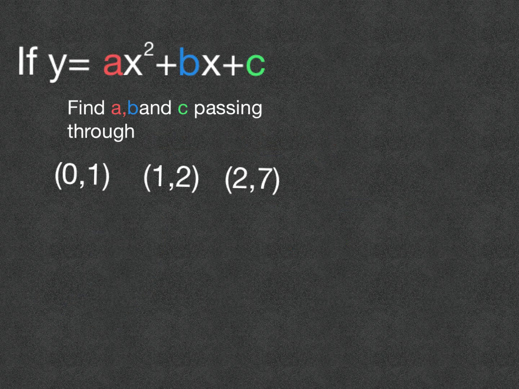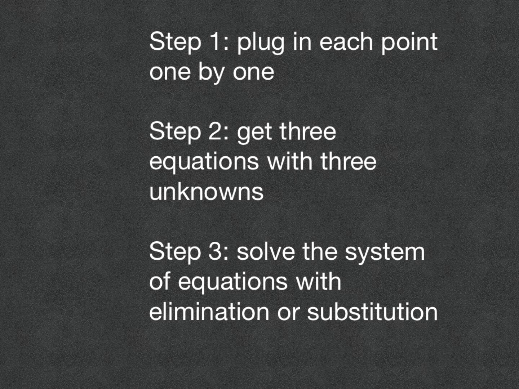What we want to do is find A, B, and C, given these points. You've got to remember the steps. Step 1, plug in each point one by one. That's going to give you step 2: you're going to get 3 equations with 3 unknowns. And then the third step is to solve the system of equations, 3 equations with 3 unknowns, with elimination or substitution. If this is not clear, I'm going to go through this step by step.